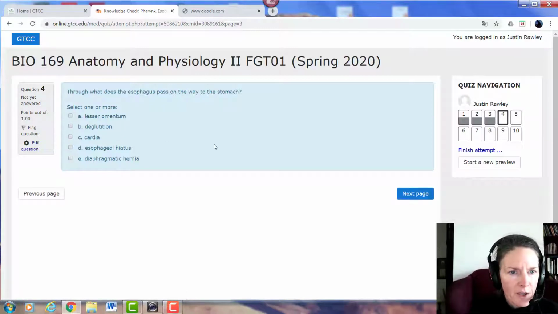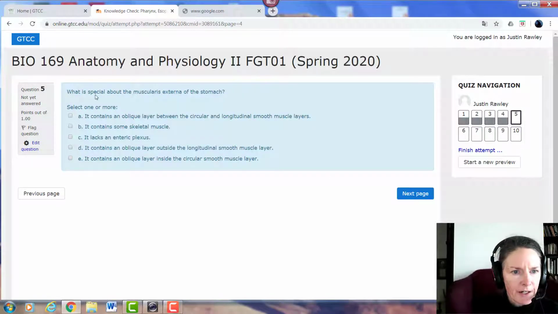All right. Through what does the esophagus pass on the way to the stomach? The esophageal hiatus, that little passageway in the diaphragm. What is special about the muscularis externa of the stomach? It has an oblique layer, but where is the oblique layer? It's on the inside, so it's the innermost, inside the circular smooth layer.